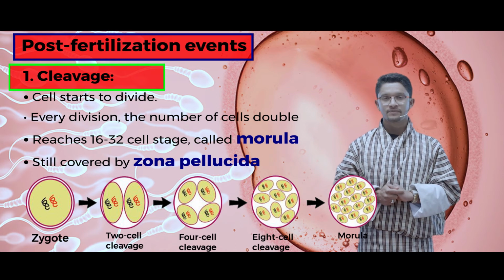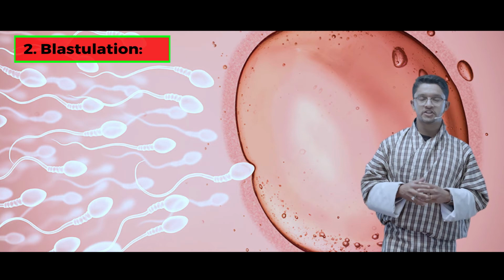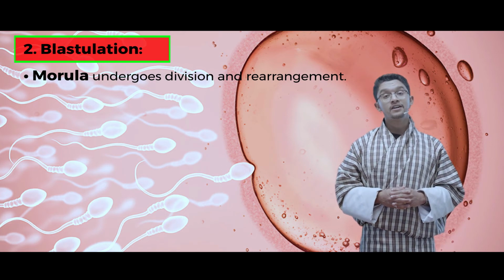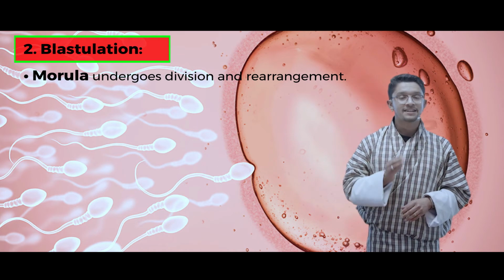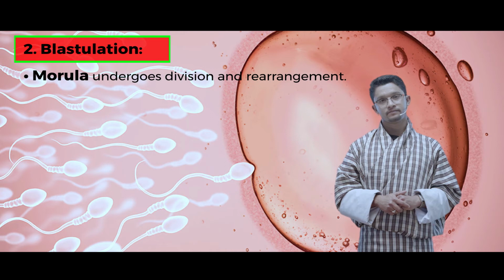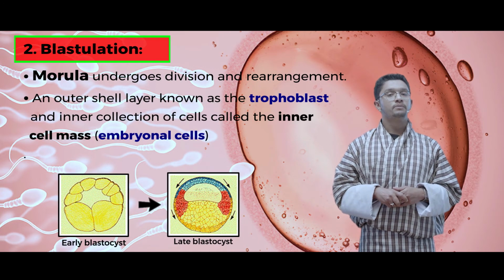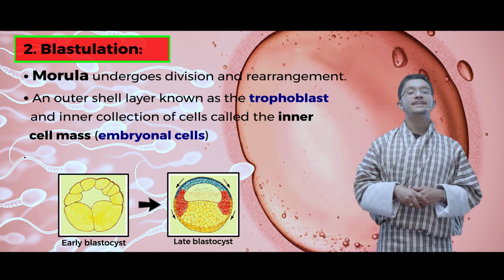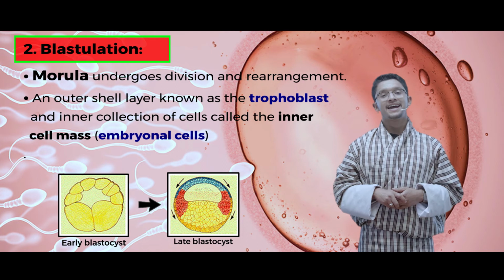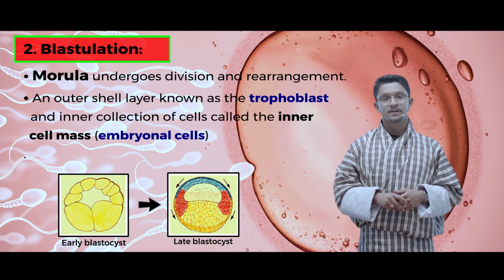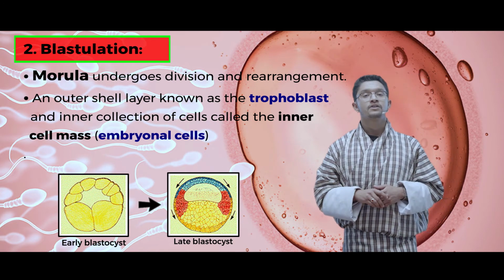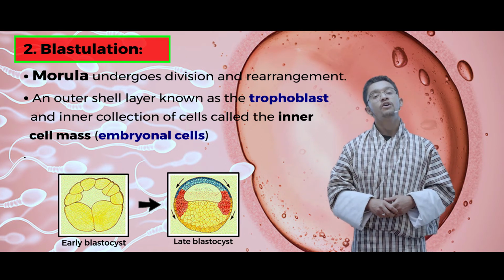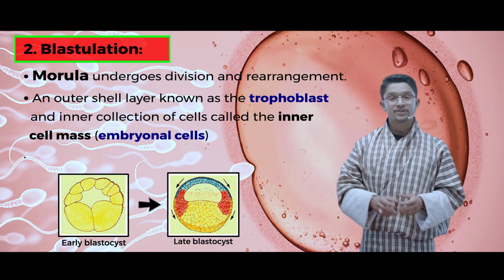After cleavage, the second step is called blastulation. The morula, which is the 16 to 32 cell stage, undergoes division as well as differentiation. During the change, the morula cells, which were undifferentiated, are now arranged to form 2 layers: an outer layer of cells and an inner mass of cells. The outer layer of cells is called the trophoblasts, whereas the inner mass of cells is commonly called the inner cell mass, or the embryonal cells.